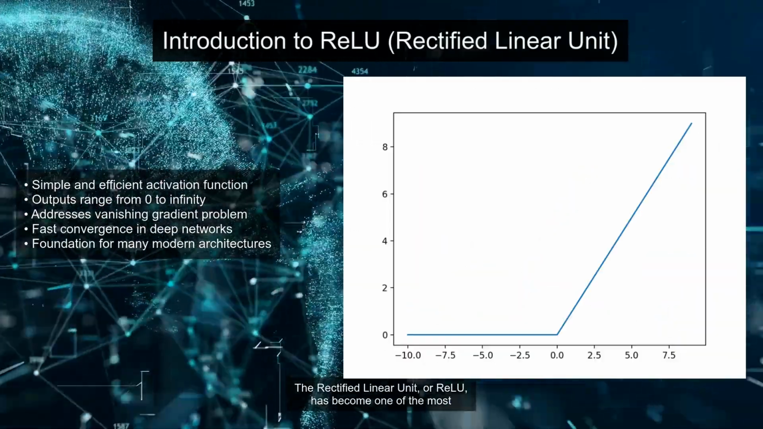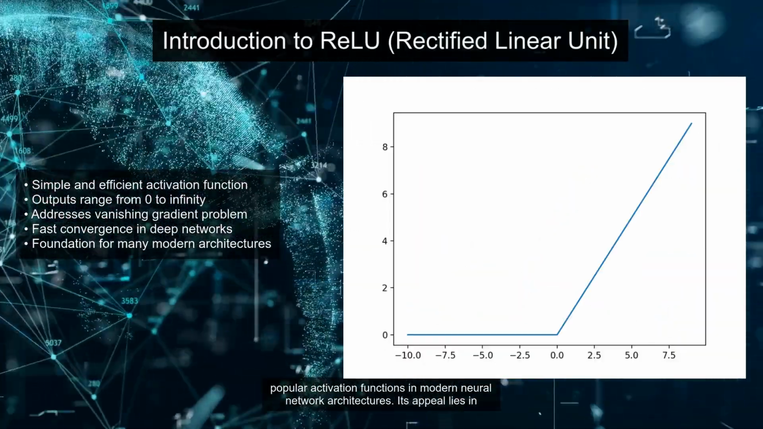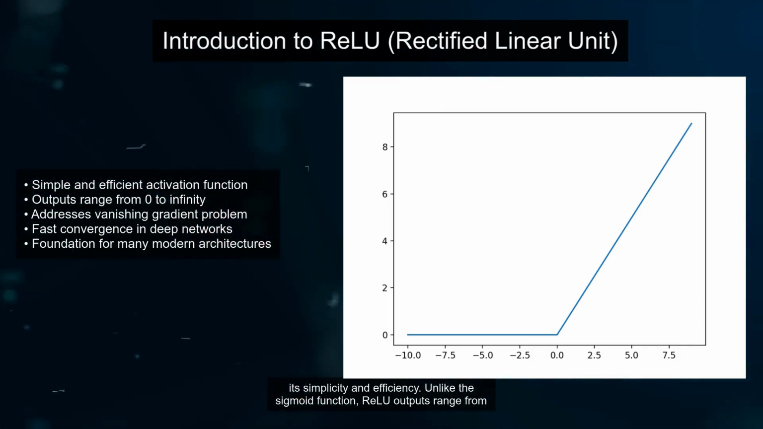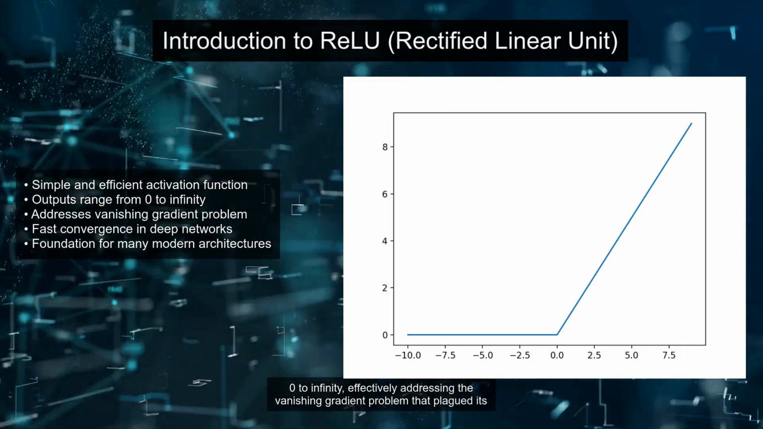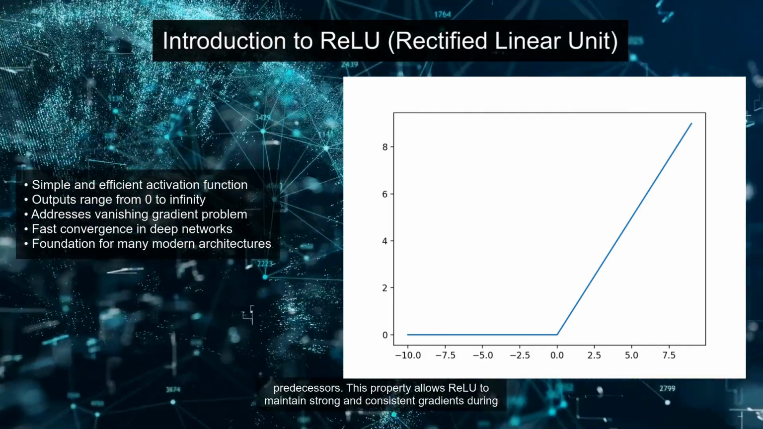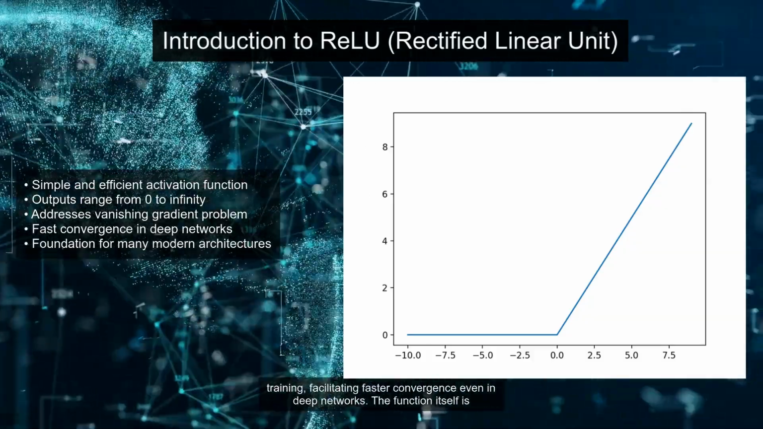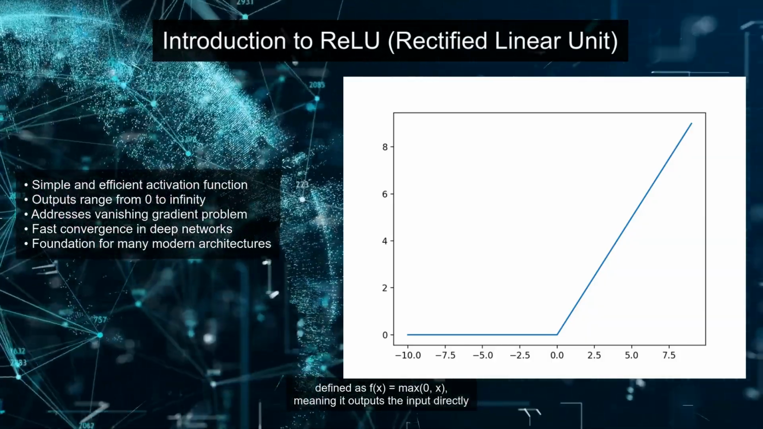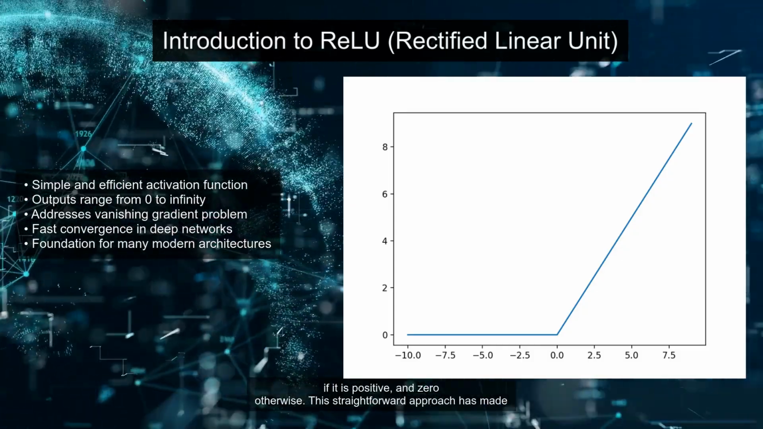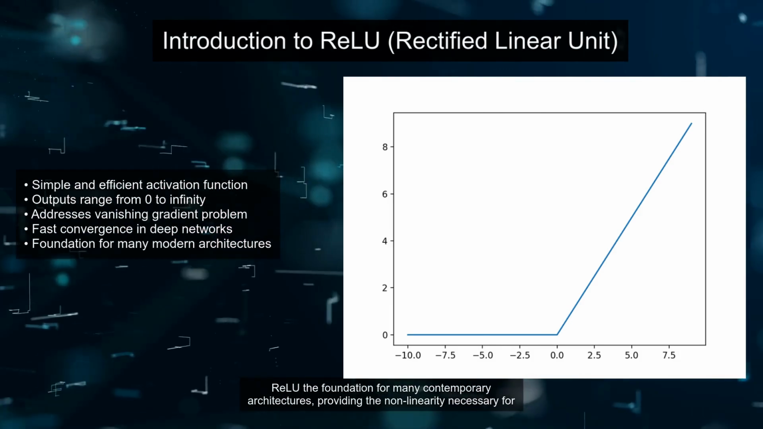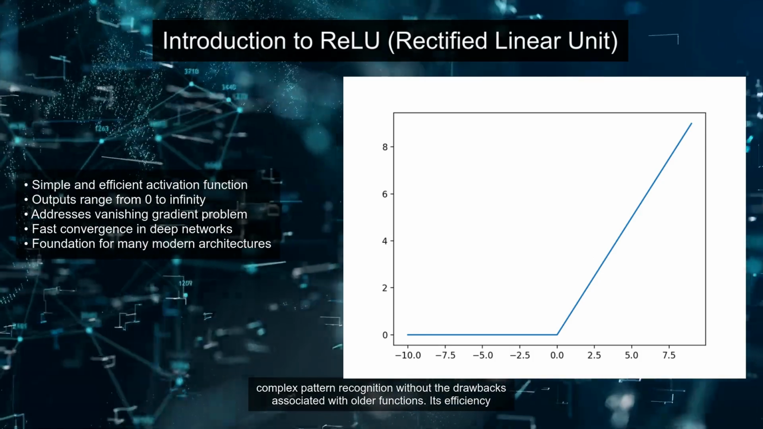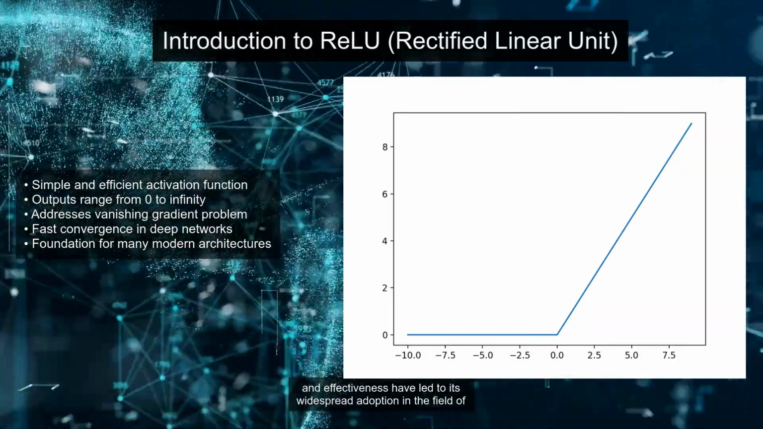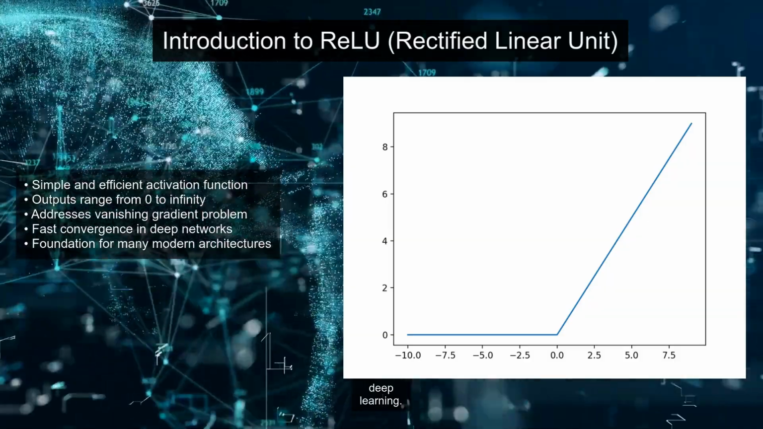The rectified linear unit, or ReLU, has become one of the most popular activation functions in modern neural network architectures. Its appeal lies in its simplicity and efficiency. Unlike the sigmoid function, ReLU outputs range from 0 to infinity, effectively addressing the vanishing gradient problem that plagued its predecessors. This property allows ReLU to maintain strong and consistent gradients during training, facilitating faster convergence even in deep networks. The function itself is defined as f(x) = max(0, x), meaning it outputs the input directly if it is positive, and 0 otherwise. This straightforward approach has made ReLU the foundation for many contemporary architectures, providing the nonlinearity necessary for complex pattern recognition without the drawbacks associated with older functions. Its efficiency and effectiveness have led to its widespread adoption in the field of deep learning.